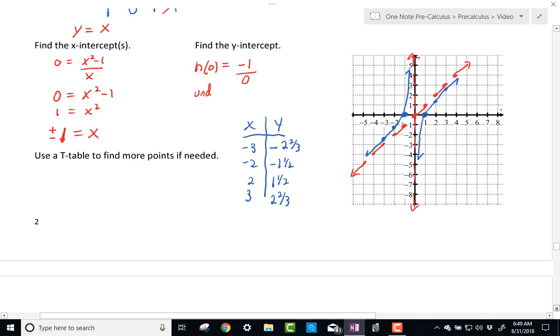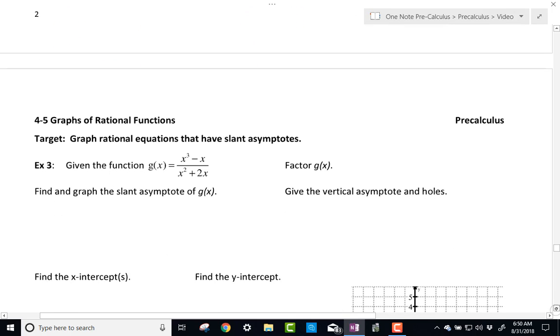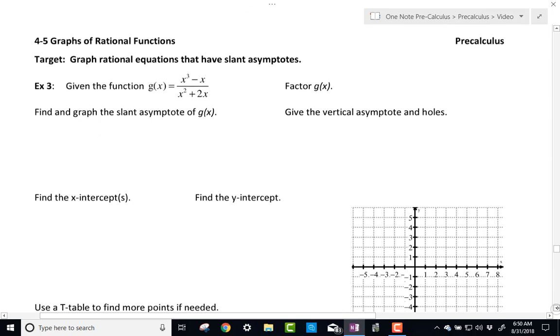Now, if we're talking about domain here, the domain would be x in the set of reals, x not equal to 0. We're not going to talk about the range on this one at this point. All right. Looks like we have one more here.